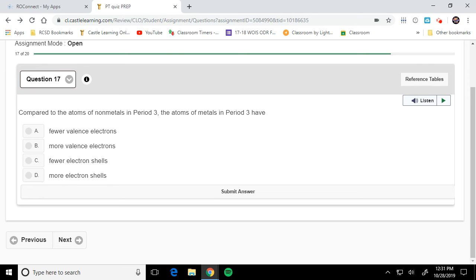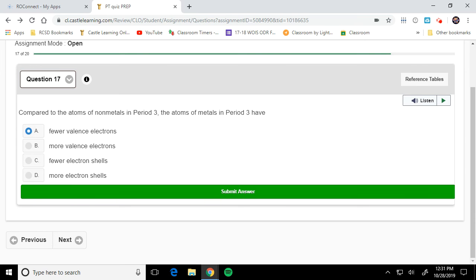Period 3's nonmetals have 7, 6, 8, 5. Period 3's metals have 1 or 2 valence electrons. So that is true, they do have different valence electrons. More valence electrons, no, we just disproved that.